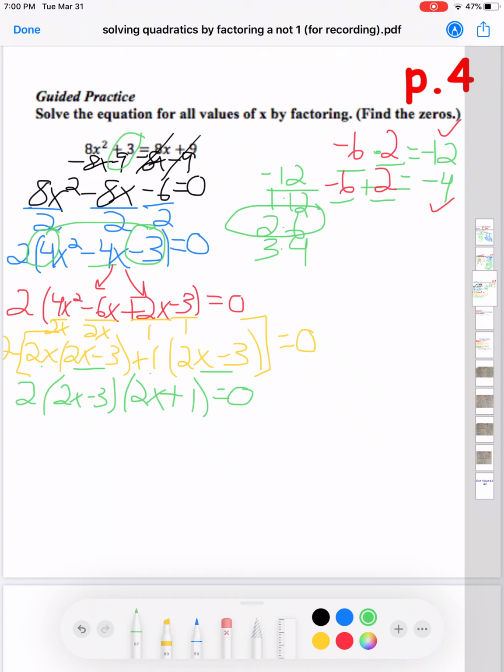Now again, in the last unit we would have stopped right here, but now we're not just trying to factor. We need to actually solve for x and get answers that look like x equals some number.